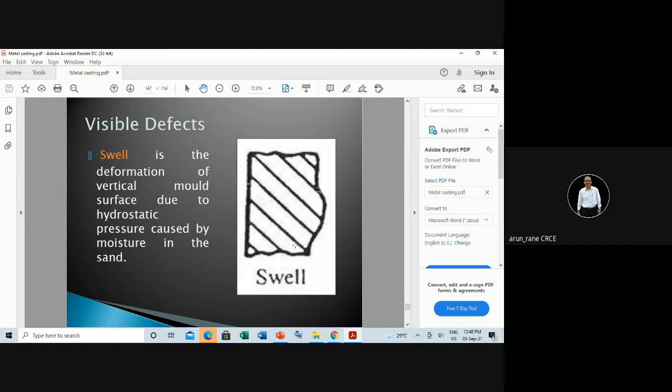Swell means swelling, it is the deformation of the mold surface due to the hydrostatic pressure, which is caused by the moisture in the sand. So that's why the sand should be moisture free. There should not be any moisture, because of the moisture there will be many defects.